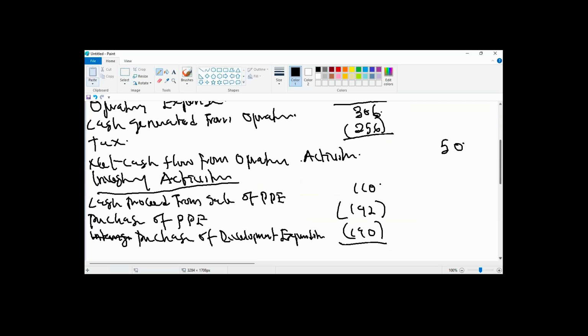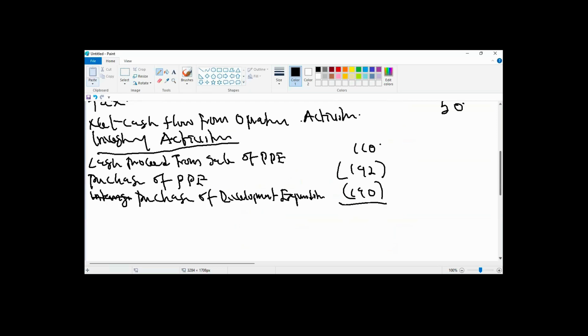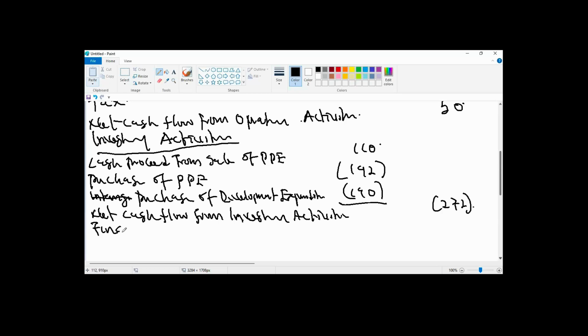That's all for investing. Investing is acquisition and disposal. Minus 272. Net cash from investing activities. I'm sorry, financing activities.